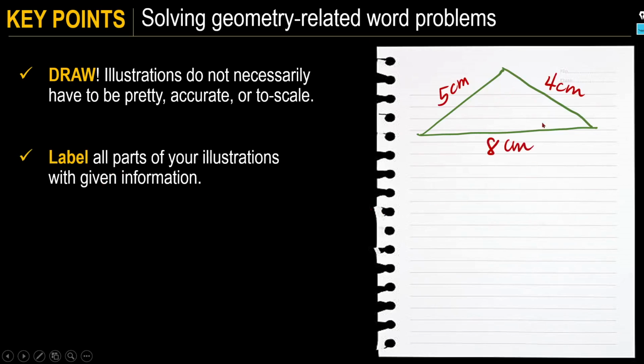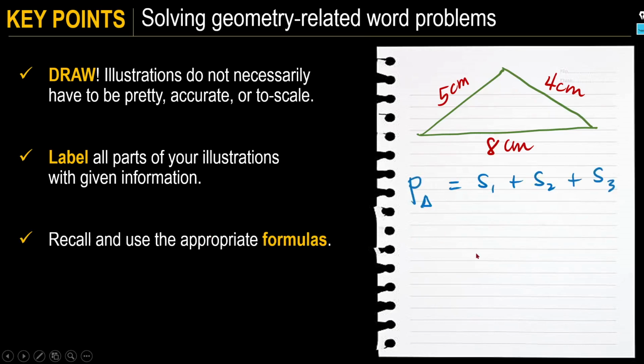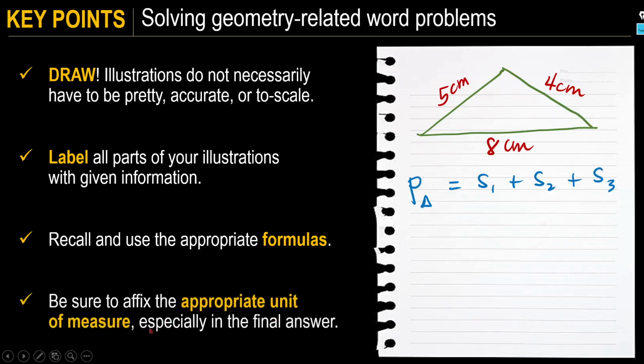For example, you're given the lengths of the sides of the triangle. Label mo yan. Especially, again, huwag kakalimutan unit of measure. And then you use the appropriate formulas. Say we are looking for the perimeter of that triangle. And again, be sure to affix the appropriate unit of measure. Huwag kakalimutan yan. A lot of students forget to affix in the final answer the correct unit of measure.